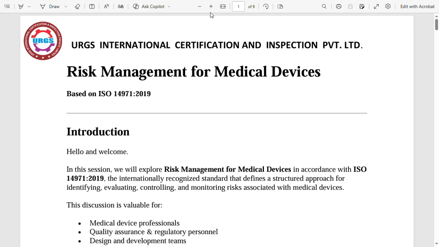Risk management for medical devices based on ISO 14971:2019.